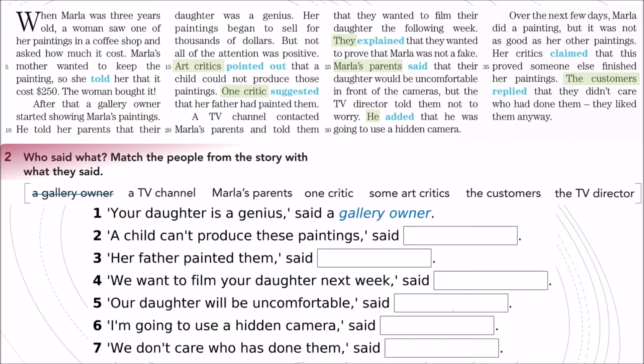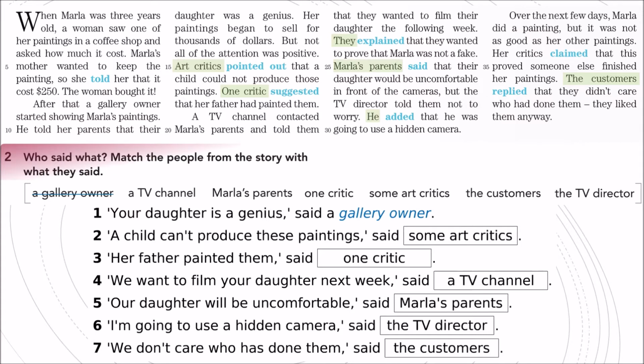Let's check the answers. You may have noticed that I did not highlight a TV channel and the TV director. Instead, I highlighted the pronouns, because they happen to be in front of the reporting verbs. These references happen quite often when we write in paragraphs. When we see these pronouns, we know to trace backwards to find out who they're referring to. And once you've located them, you can match them to your answers.